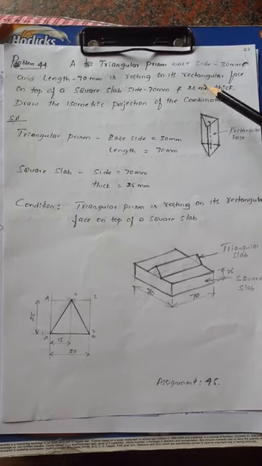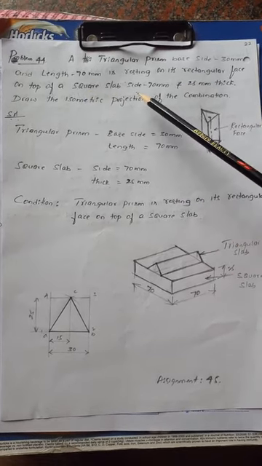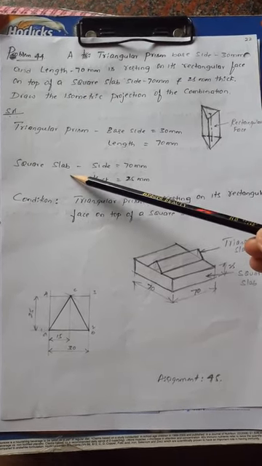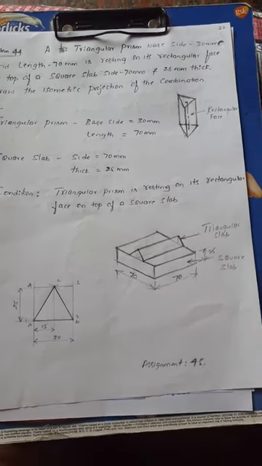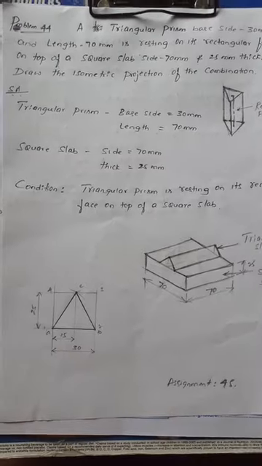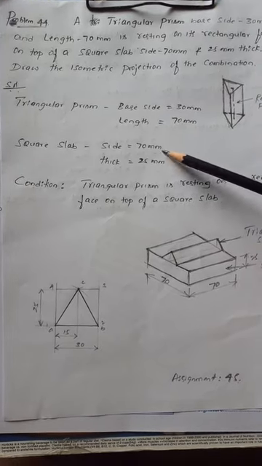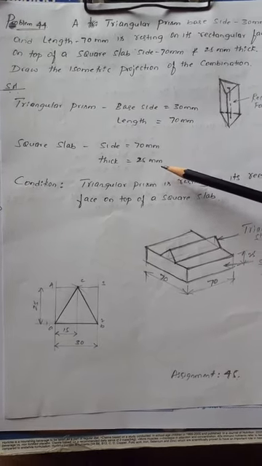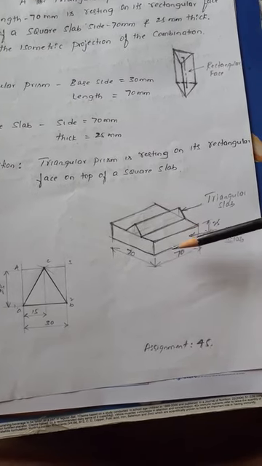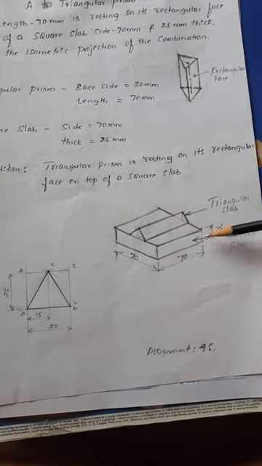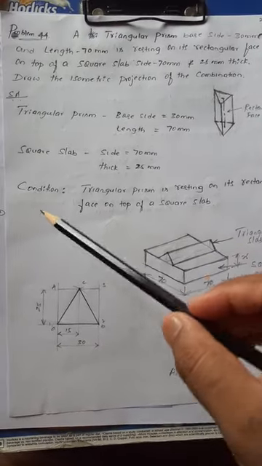And it is resting on its rectangular face on top of a square slab. The side of the square slab is 70 mm and the thickness is 25 mm, right? This is a square slab, the bottom and top face are square shaped, 70 mm, and the thickness is 25 mm. Now, what is the condition given?